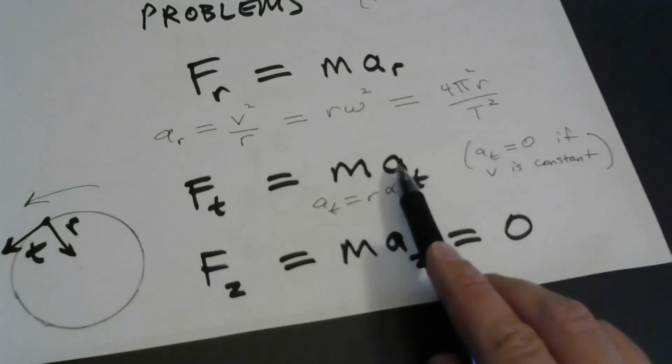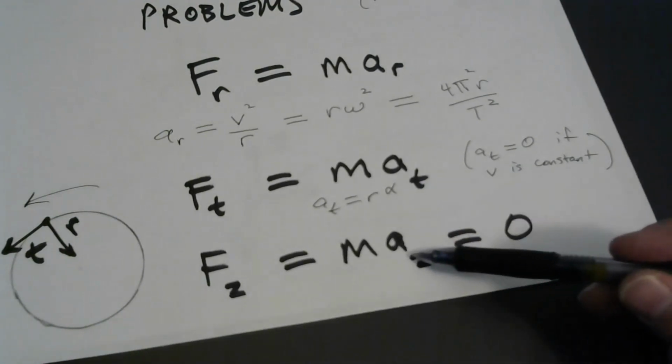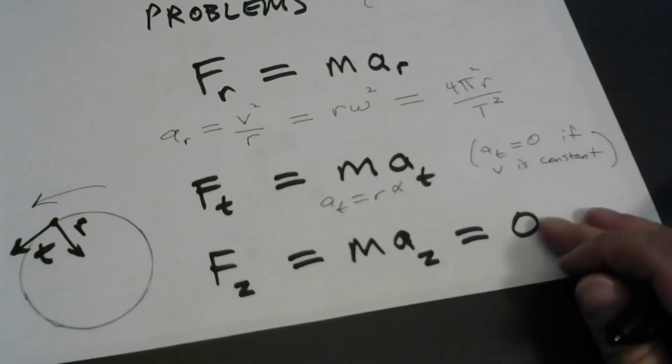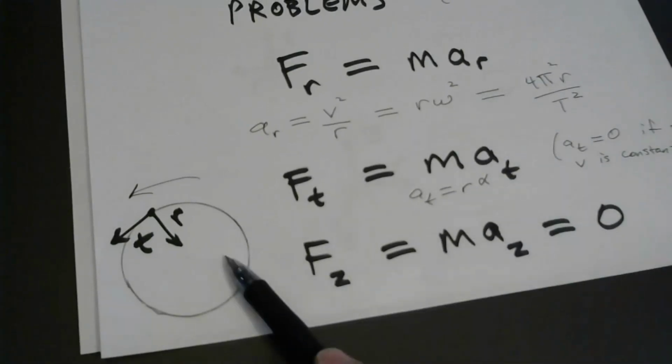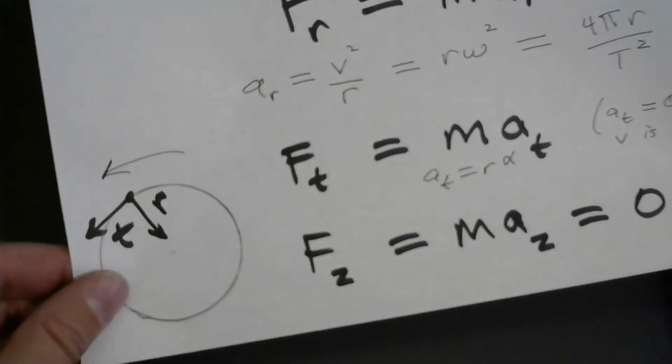The right side of this equation is just 0. For all of these problems, whether you're speeding up, slowing down, or at constant speed, you can set the z acceleration to 0. If you did have a z acceleration, you would be moving out of this circle, out of the page or into the page. Okay.